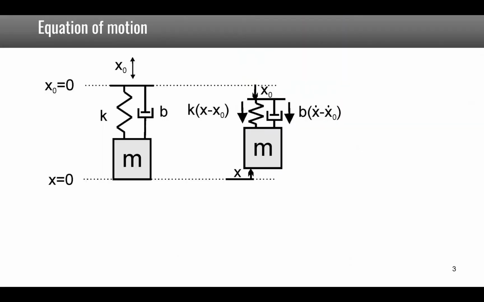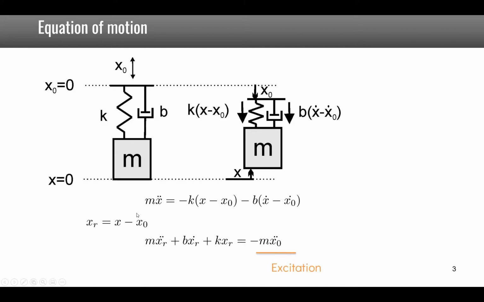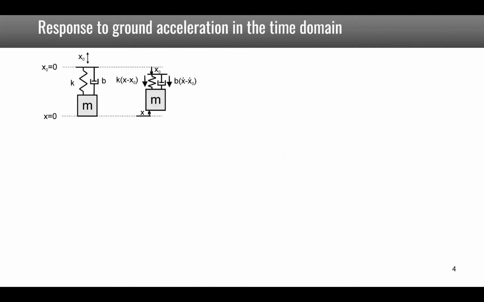In order to understand response spectra, we need to go back to the equations of motion of a 1 degree of freedom system excited by the base. I remind you that we make a change of variable to write the displacement in terms of relative displacement with respect to the base, and we end up with the equation of motion of a 1 degree of freedom system with an excitation given by minus m times the acceleration of the base.